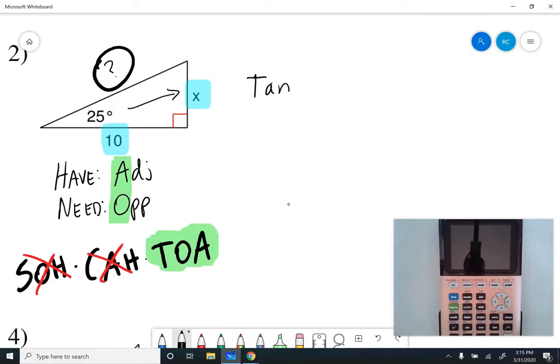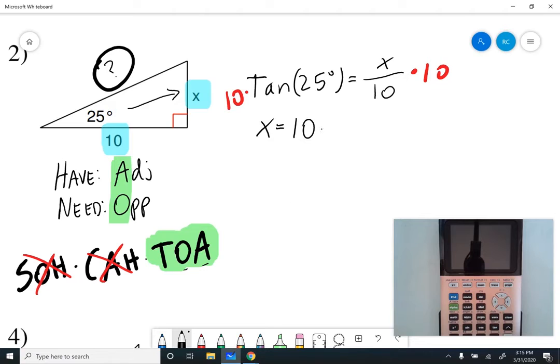Okay, setting up our ratios. Tangent of 25 degrees equals opposite over adjacent. Be careful. Tangent is opposite over adjacent. Don't get those backwards. Opposite is x, adjacent is 10. I have x divided by 10, so I'm going to multiply by 10 on both sides. And I get x equals 10 times the tangent of 25 degrees.